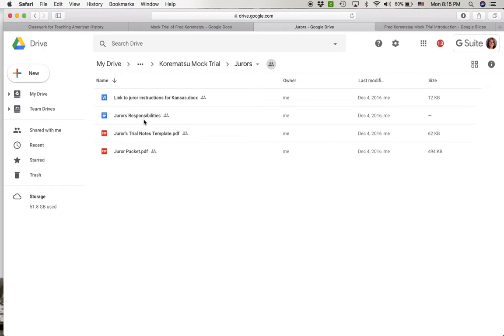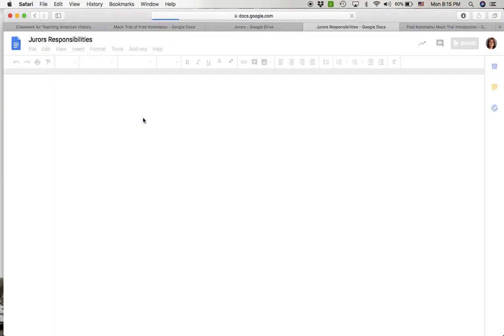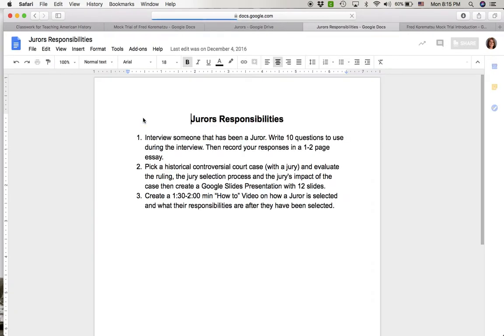And you can see juror responsibilities. That is what I need to look at right here. So I'm going to click that. And jurors, you have 3 options for what you can do during the work time while everyone else is prepping for the trial. And this is what your grade is based on.